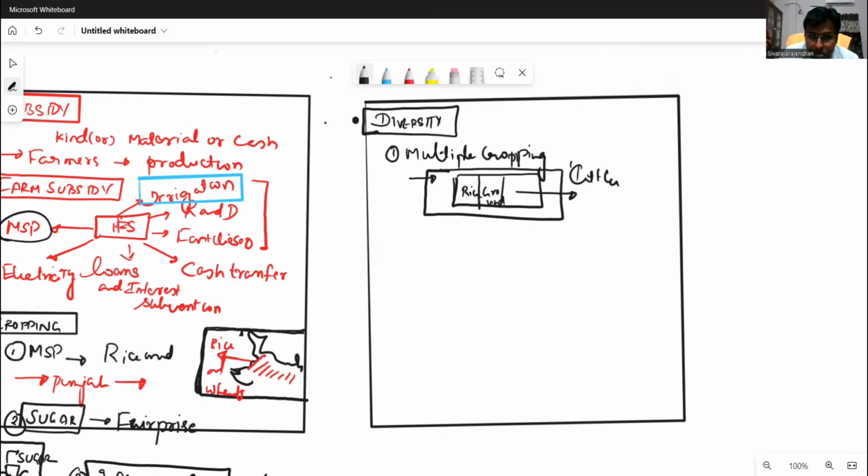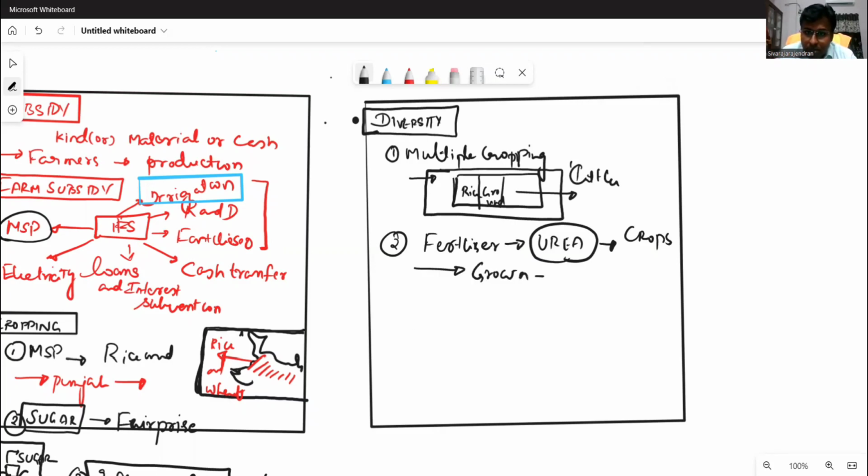And there will also be, for example, fertilizer subsidy. Okay, fertilizer subsidy, urea becomes a very important part of fertilizer, and hence crops having urea. See, in the sense, urea is subsidized by the government. Hence, what they do is that crops which need urea are grown. So rice. So you can see, in the sense, diversity of the crop depends upon the subsidy.